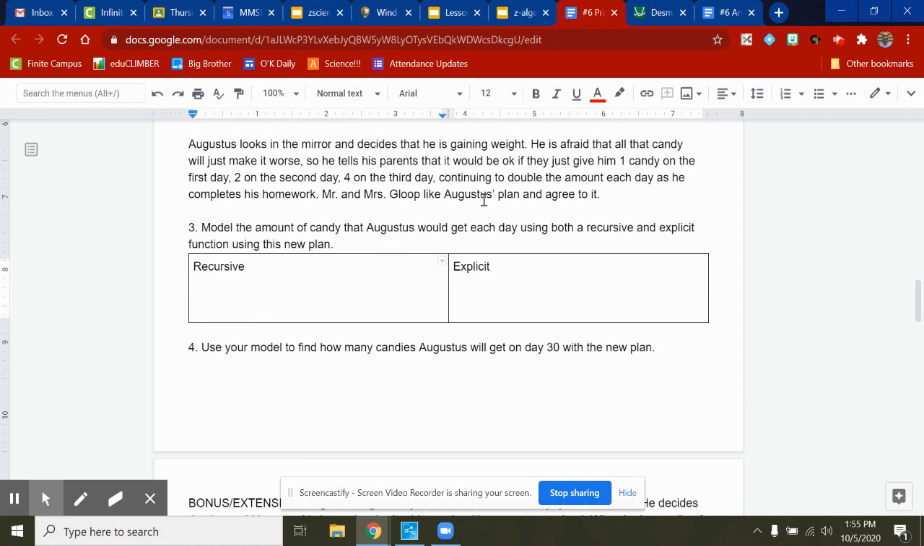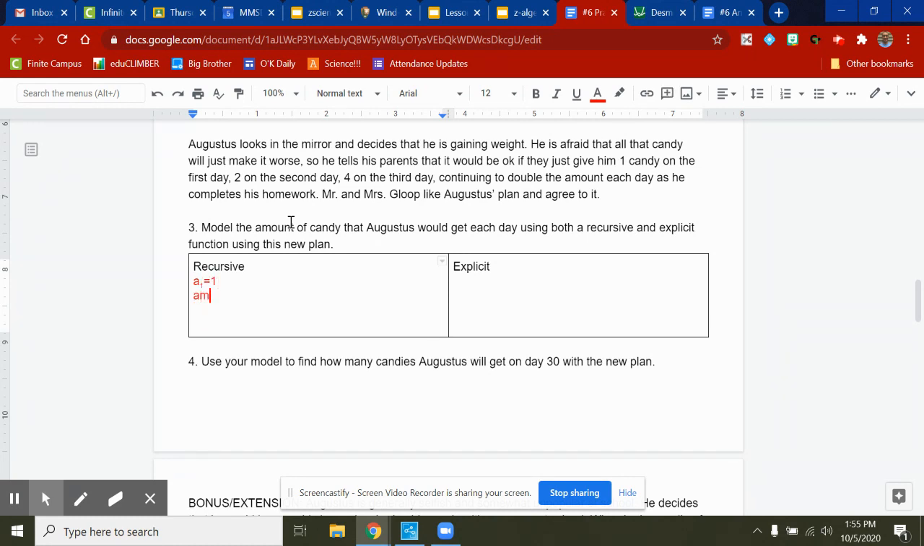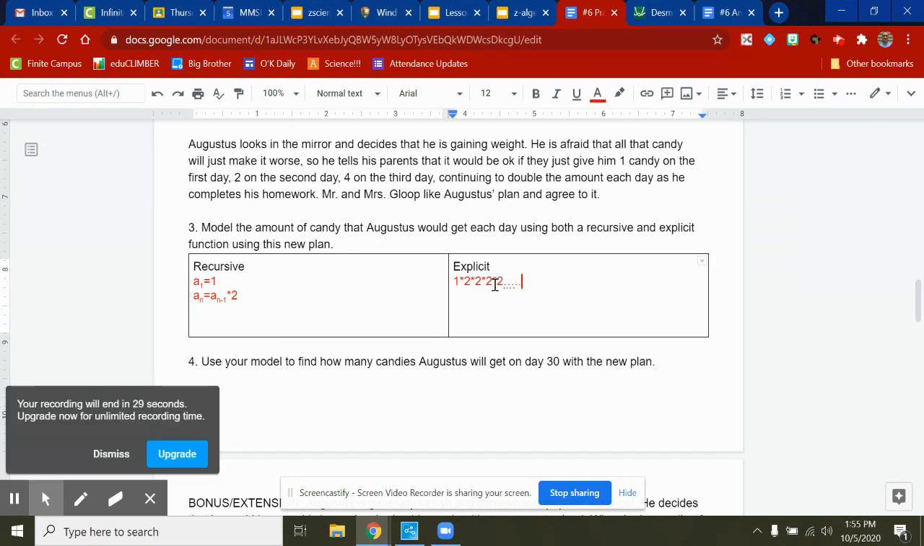Now I'm modeling 1 candy on the first day, 2 on the second day, so now I'm doubling. On the first day, he has 1 candy. Then on any day, you take the day before, the n minus 1 day, and you multiply that by 2. When you're thinking about the explicit, this would look like 1 times 2 times 2 times 2 times 2, and you're doing this over and over. So an explicit just shortens that formula up.